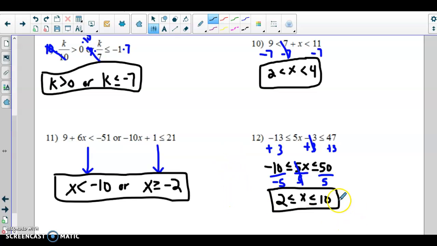And then number 12, here's my answer. Oops, I have a little typo here. Sorry, let me fix this. This shouldn't have been a negative 5 there. That means this should be a negative 2. That's my fault. But if I had to divide everything by negative 5, both inequalities would have flipped there. Obviously, I didn't. So hopefully that goes well for compound inequalities.